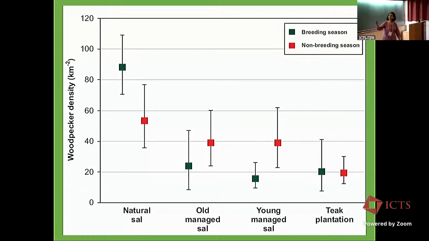Yeah, there's a lot of difference between breeding and non-breeding season. The difference between natural sal and the rest of the habitats, which are the modified habitats, is much more in the breeding season than in the non-breeding season, which is winter. Why do you think that would be? But overall, natural sal is doing better than all of the other land uses, which is the same result as we found in the previous example. Why in the breeding season is there so much difference between natural sal and the other modified habitats?